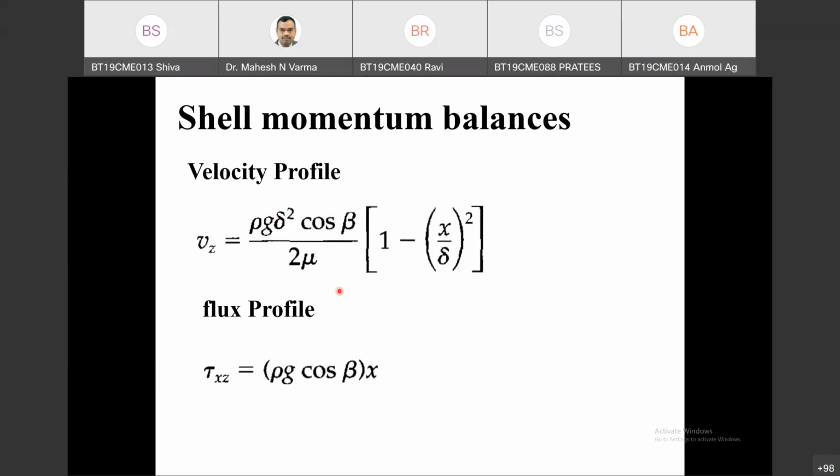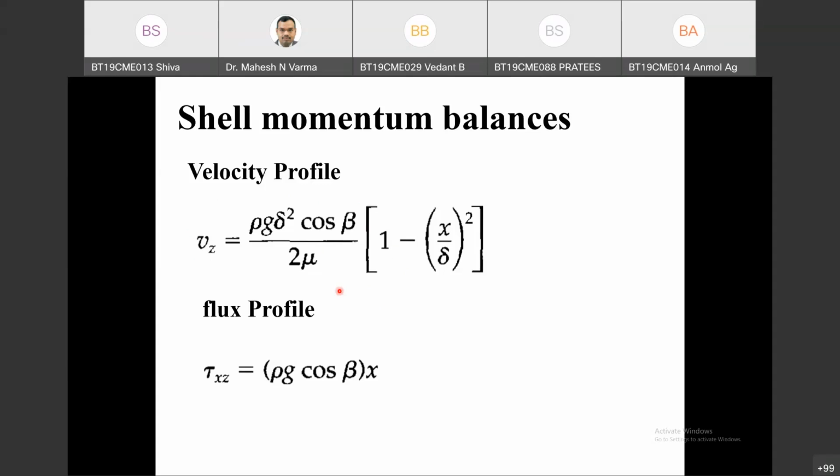Sir, I guess it should be a parabolic equation because we have an x square term here. If we consider the origin, it will be slightly shifted downwards, I guess. Okay. And where will it be maximum velocity? Where will you get maximum velocity?